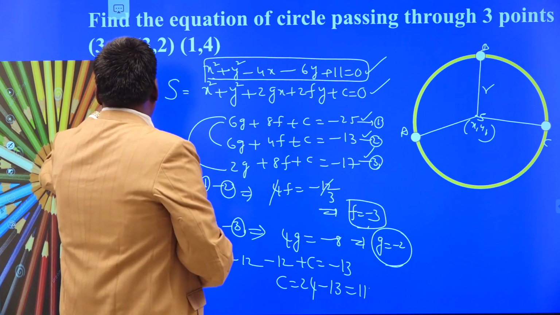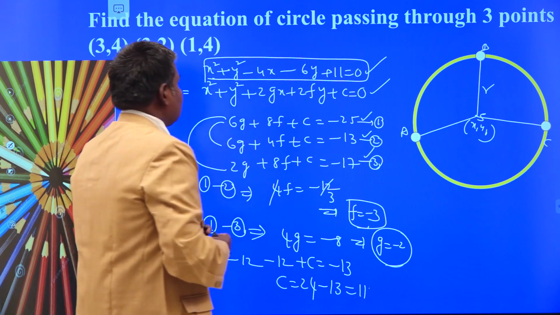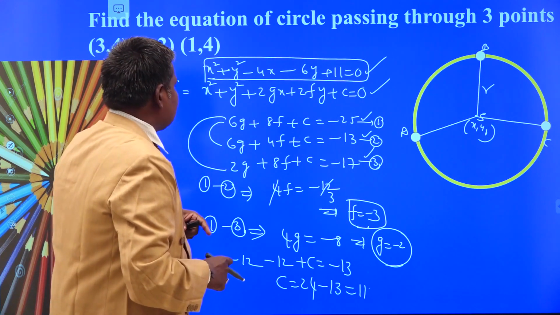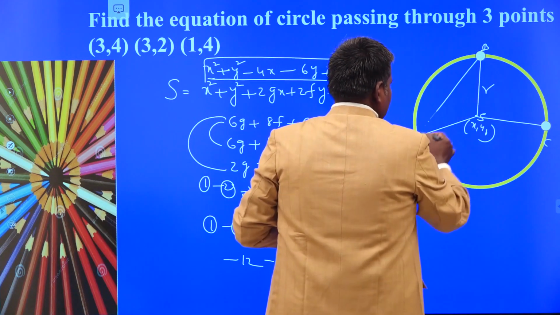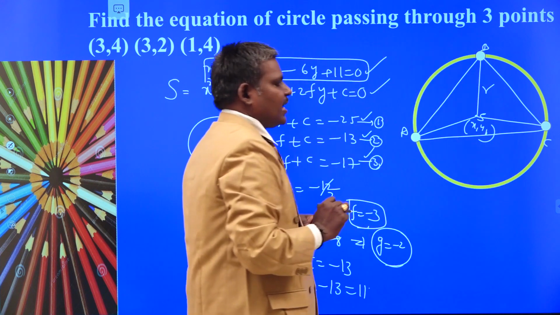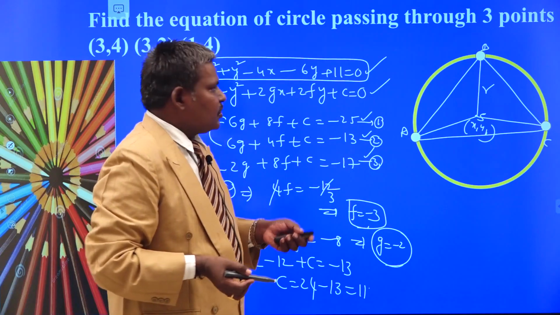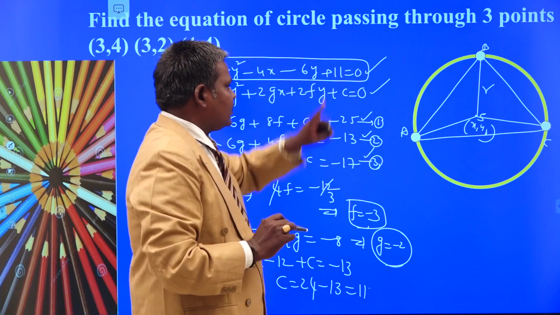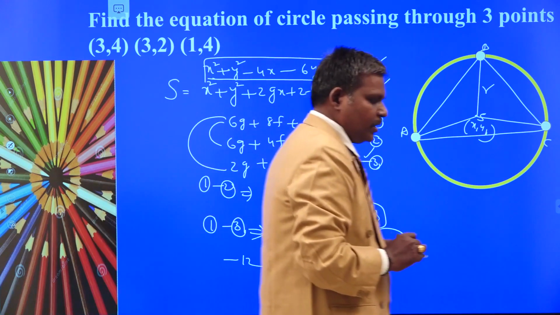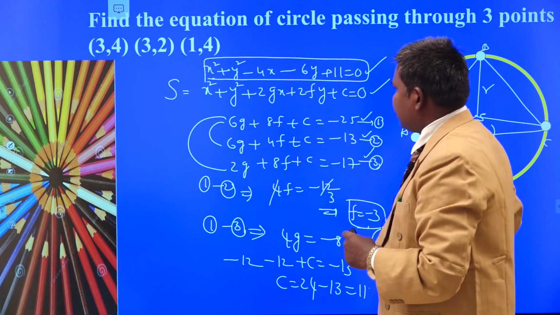So 3 comma 4, 3 comma 2, 1 comma 4 are the vertices of your triangle. That means your circle is passing through these 3 points. If you join like this, you always get a triangle. Then the circle is called the circumcircle of the triangle. So the circle passing through the 3 vertices of a triangle is called the circumcircle. So always one triangle should be obtained. Right? So this is the method to find the equation of circle passing through the 3 points.